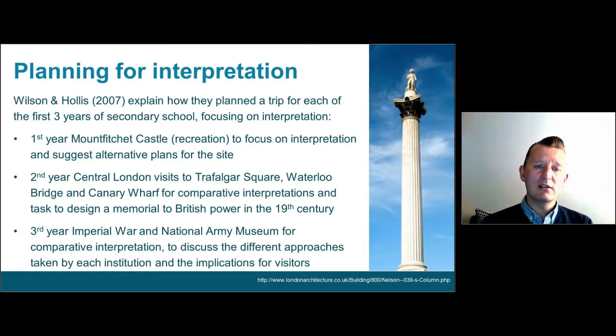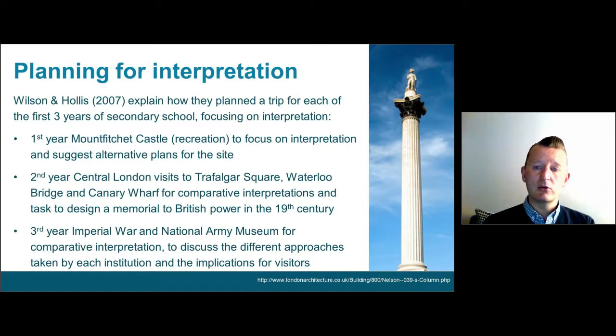And Wilson and Hollis have written an interesting article where they talk about how they have planned a series of trips over the first 3 years of secondary school, one trip per year, but they've tried to really pick a focus, in their case interpretation, and then to think about what might an increasingly sophisticated engagement look like from the children's point of view. So what would progression look like? So in the first year they go to the castle that I mentioned before, which is a completely recreated site.